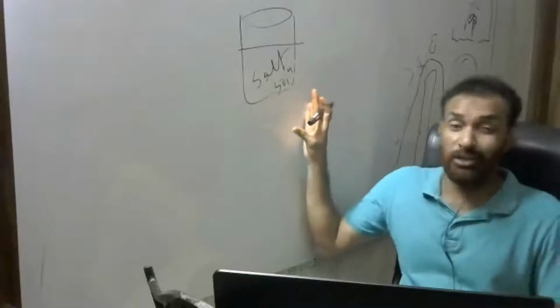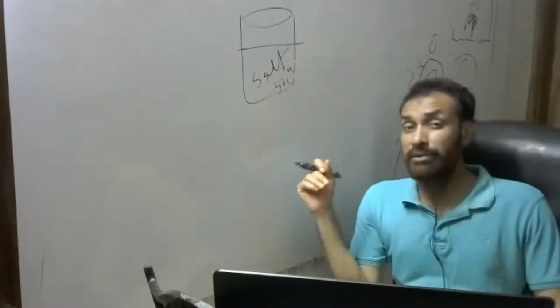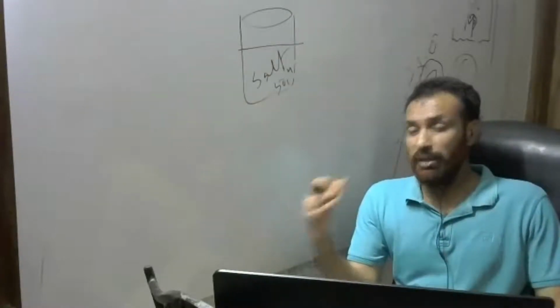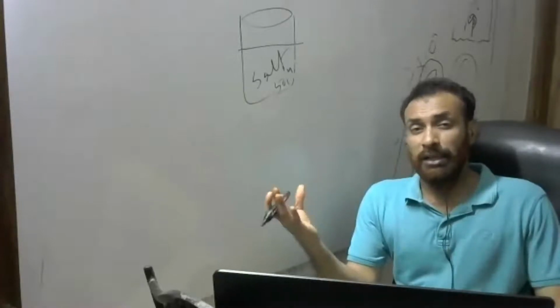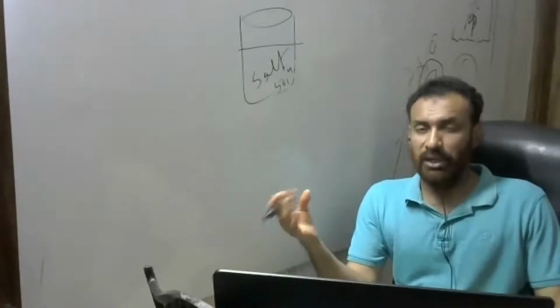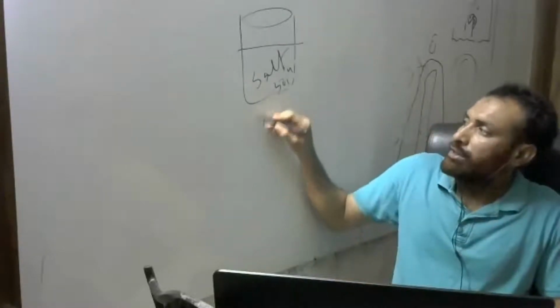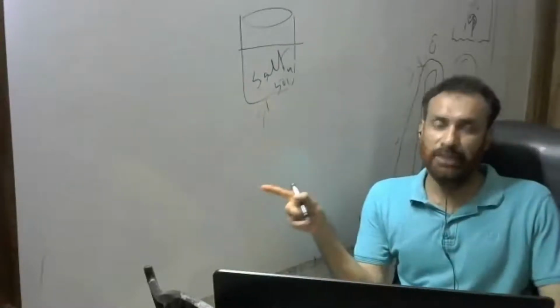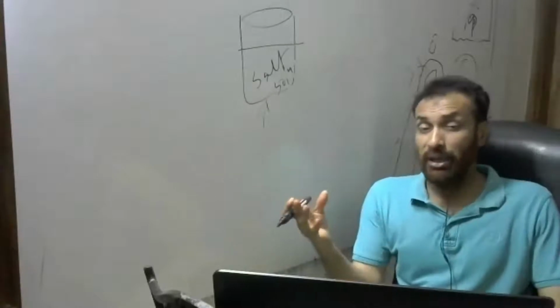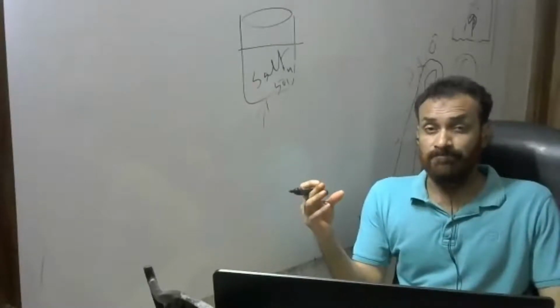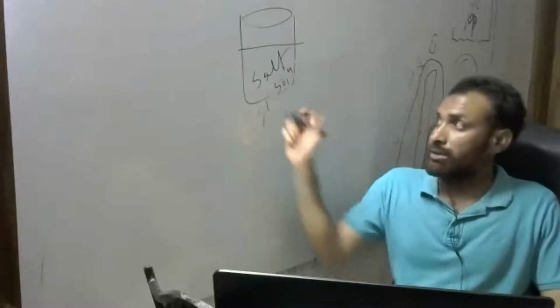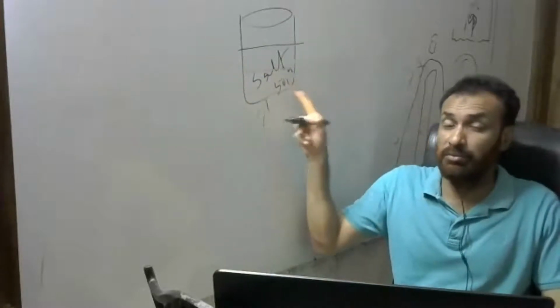Can you extract the salt from this solution? Extract the salt? Yes, very simple. How is that? This is simply crystallization. And how do you do this? You first heat the solution, and when you heat, the volume will decrease. You are reducing the volume of water.